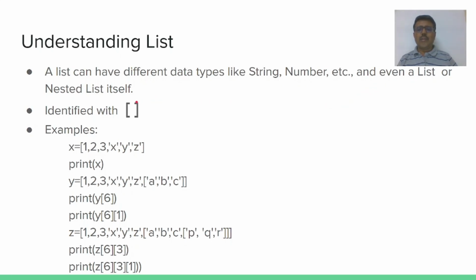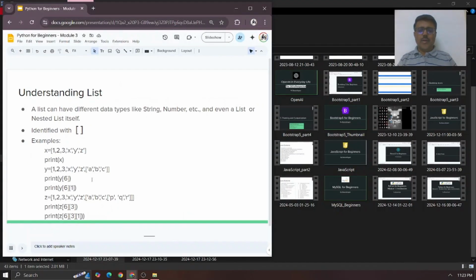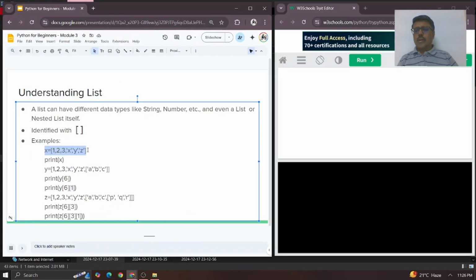Always remember that a list is always identified with square brackets. That's how Python understands it. The moment you use square brackets, Python automatically understands that it is a list. Now these are a few examples that you can see here. Let us try them first, then you will be able to understand, and it will be easier for explaining also.